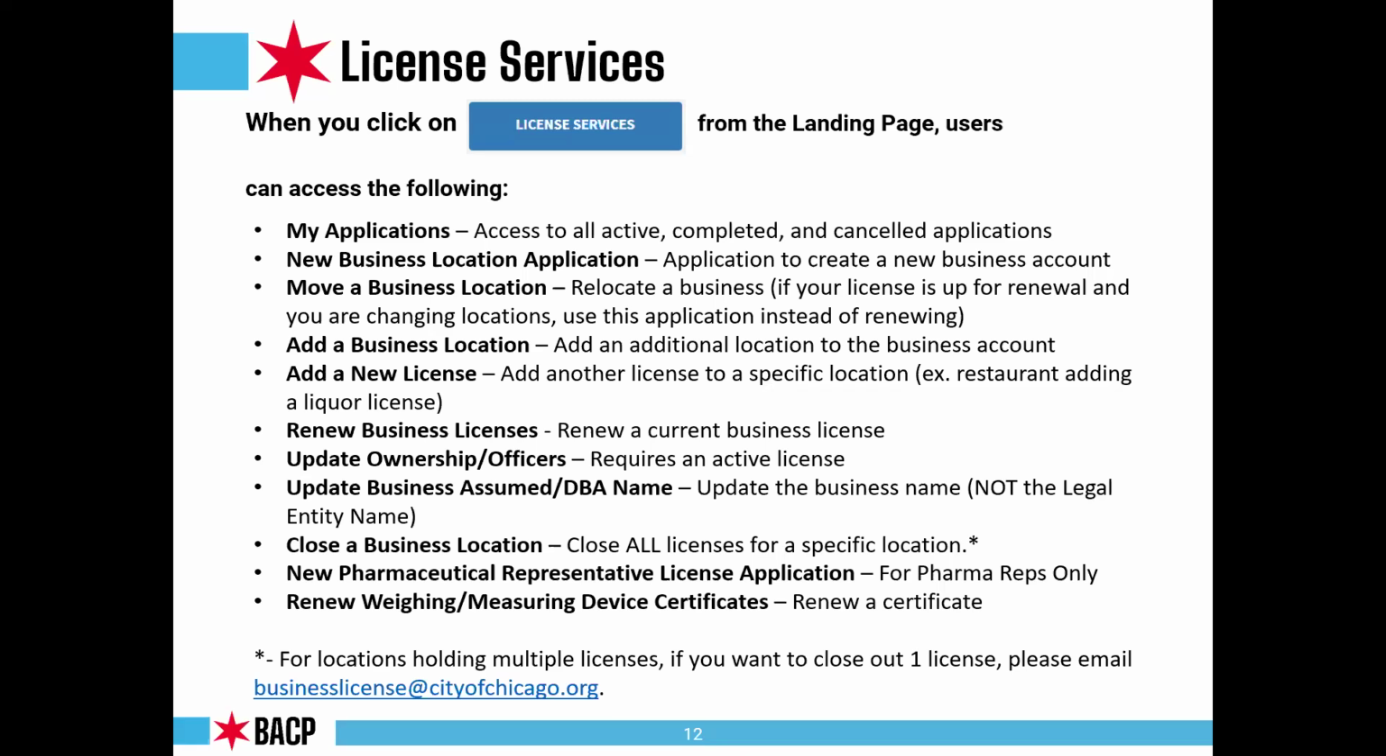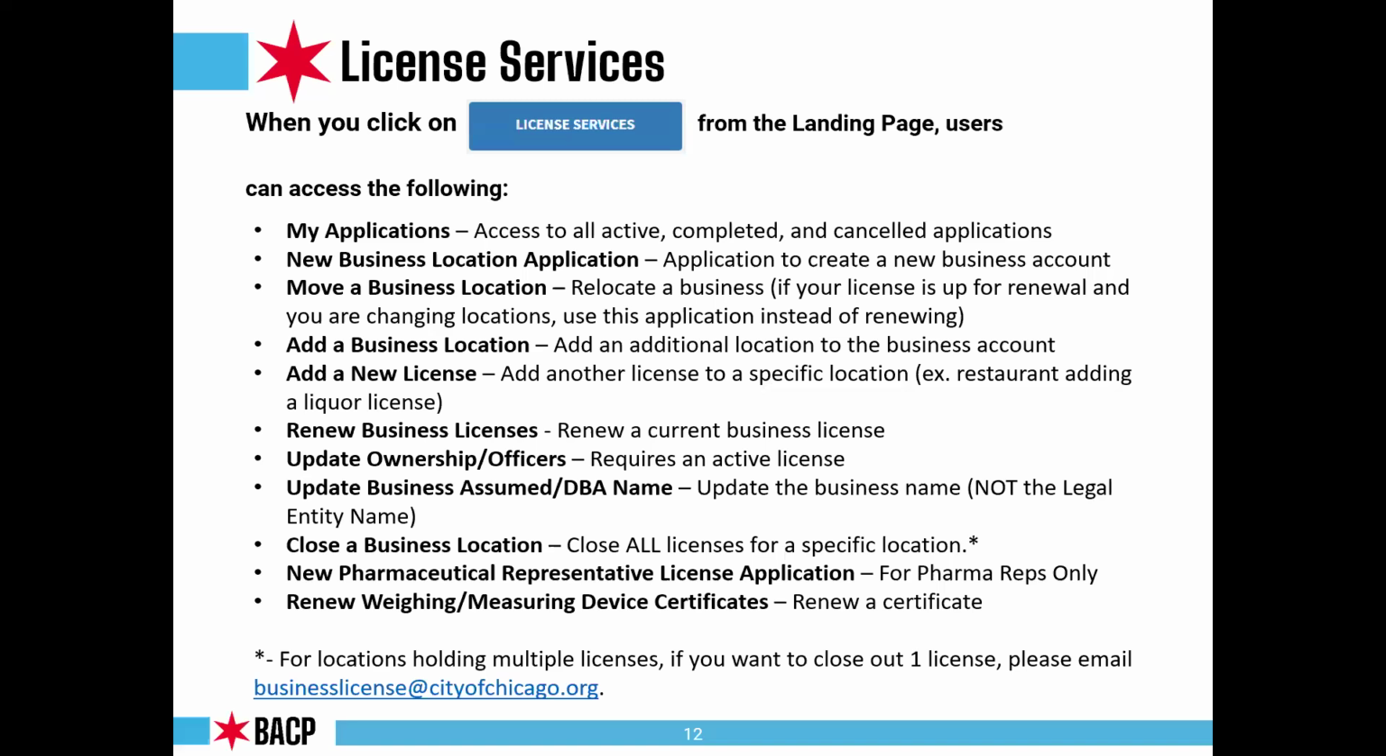And if you just need to add a license to a specific location, such as adding a liquor license to a restaurant, adding a tobacco license to a corner store, something of that nature, you would use the add a new license so that you're not creating new locations on your account. You're just adding to your existing location licenses.